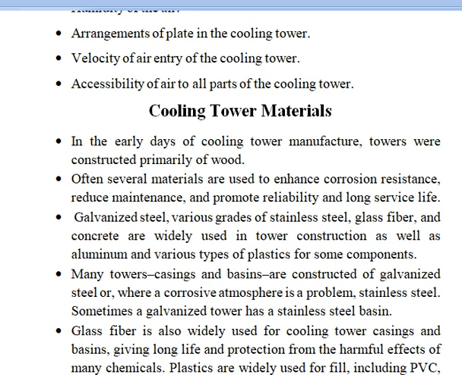That means you have to use a material that increases corrosion resistance, reduces maintenance, and provides a long service life. Galvanized steel, various grades of stainless steel, glass fiber, and concrete are widely used in tower construction, as well as aluminum and various types of plastics for some components. That means stainless steel, galvanized steel, concrete, and glass fiber are the main materials used for cooling towers.